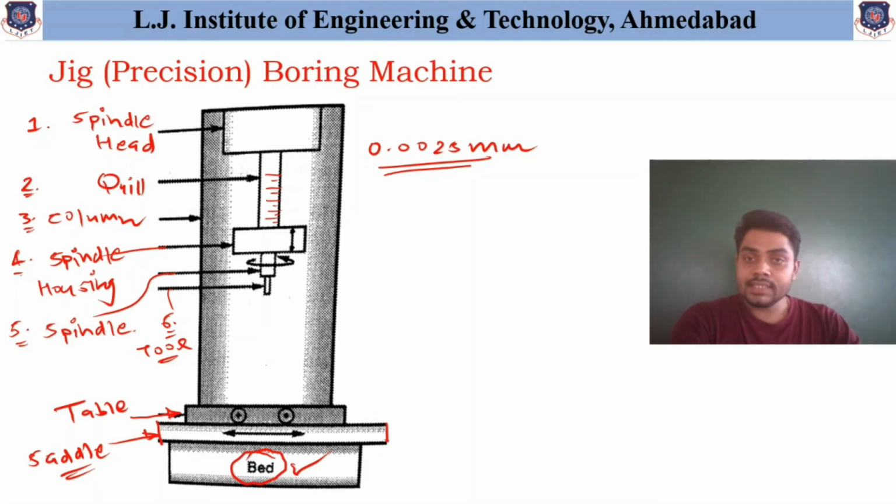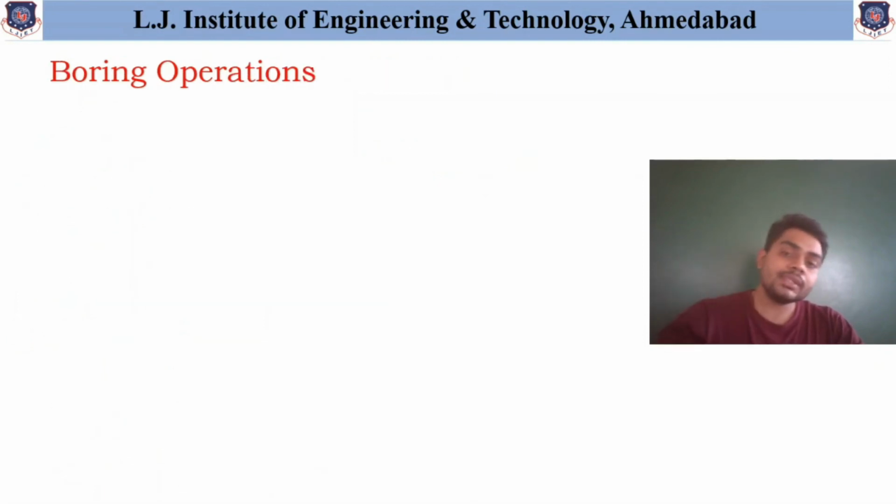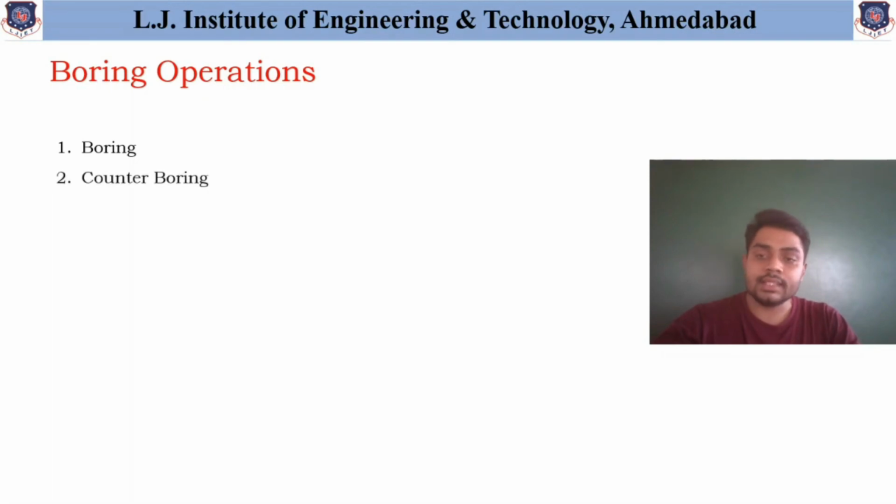Now we will discuss the different operations that can be performed on these different types of boring machines. The first one is the boring operation. As we have discussed up to now, as these machines are specifically made for boring operation, this boring operation is nothing but the operation of enlarging an existing available hole. The second one is counter boring, and the counter boring operation we have also discussed in the case of the drilling machine.